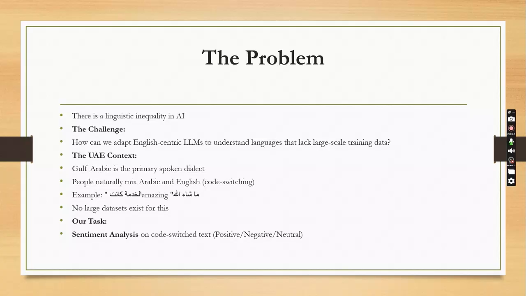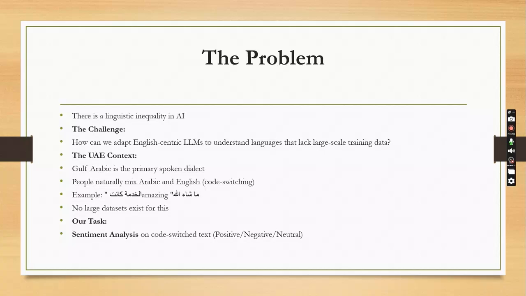Most large language models like ChatGPT are trained primarily on English. They work great on English, but when the language is mixed in the UAE, it doesn't really understand. And it's a far more unique problem because in the UAE we have a unique situation. Gulf Arabic is our daily language, but we mix it constantly with English.